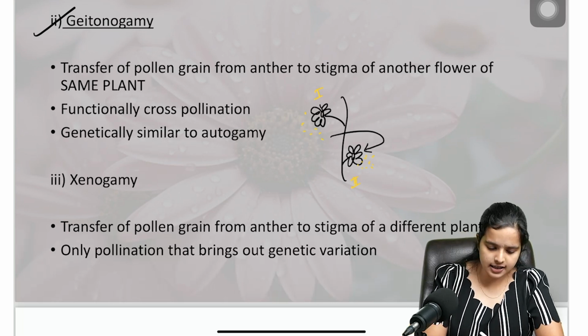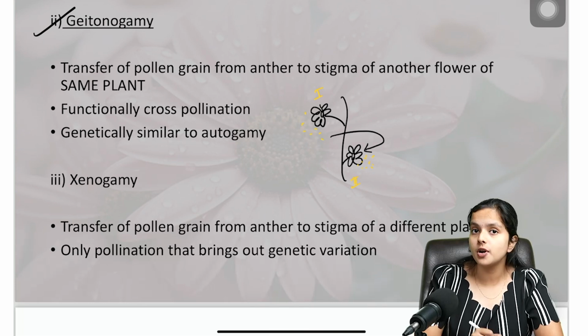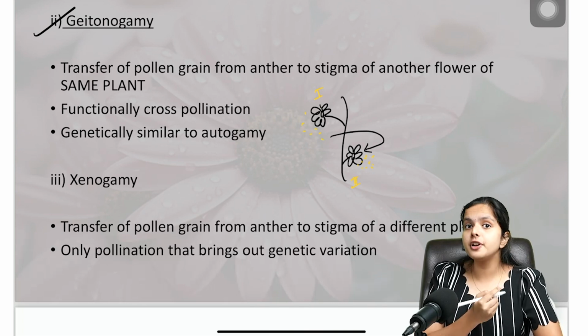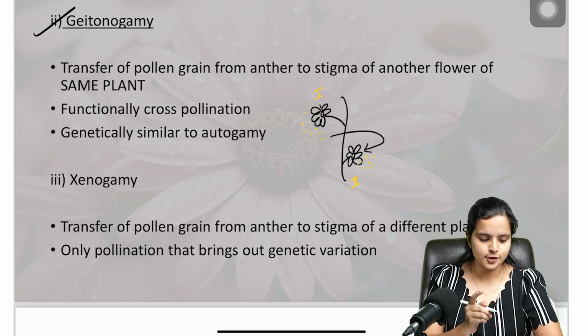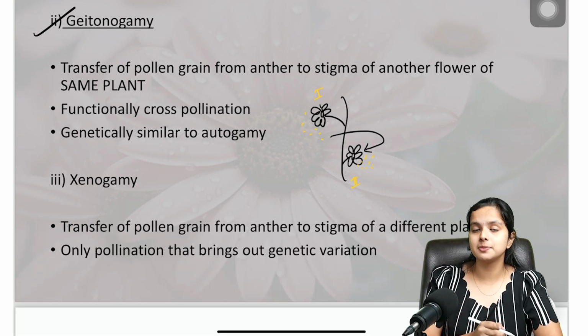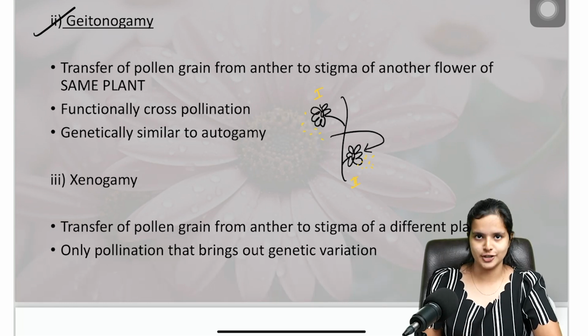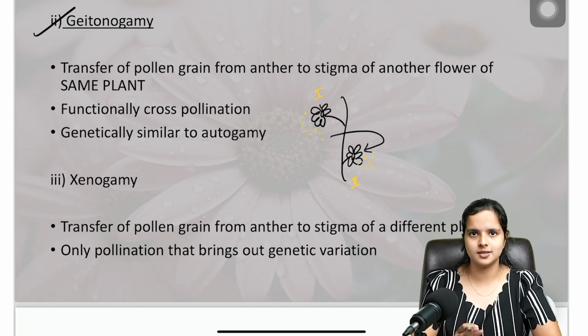So this is geitonogamy. So here transfer of pollen grain, of course, happens from anther to stigma of a different flower, but the plant is same over here. So transfer of pollen grain from anther to stigma of a different flower on the same plant or of the same plant is called geitonogamy. So it's not a complete cross-pollination.